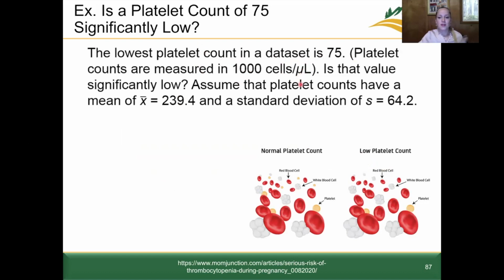Here we can assume that the platelet counts have a mean of x̄ = 239.4 and a standard deviation of s = 64.2. Recall that both x̄ and standard deviation do include units, where the units are measured in 1,000 cells per microliter. So we didn't write that out here, but this is the unit that we would include.